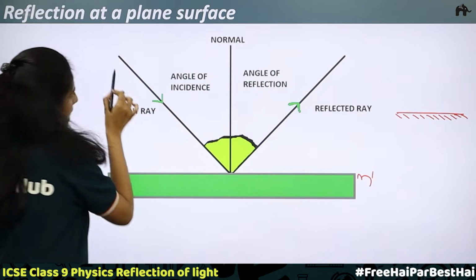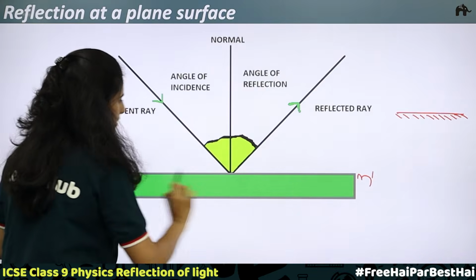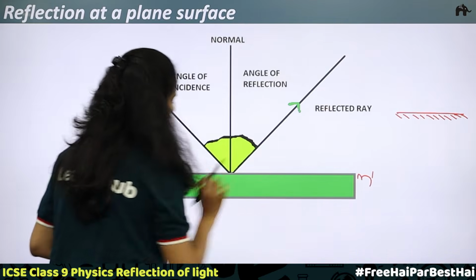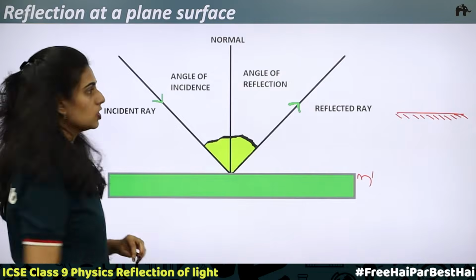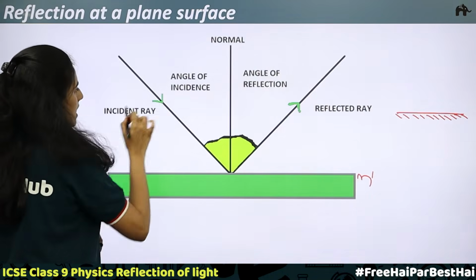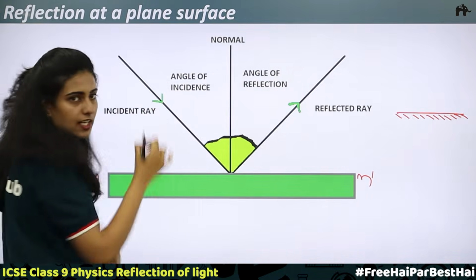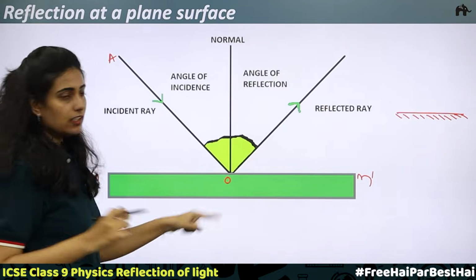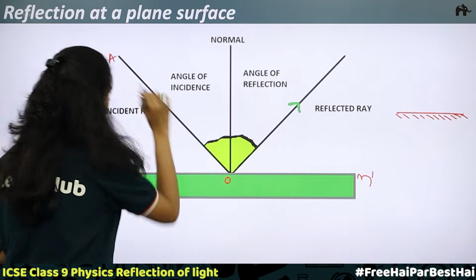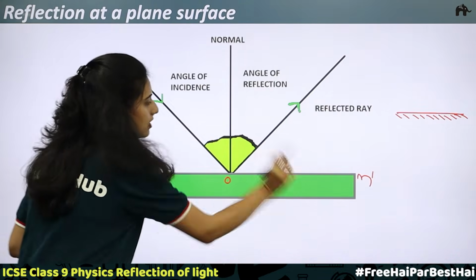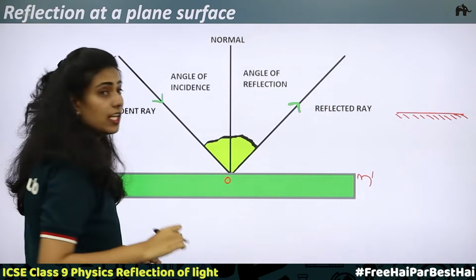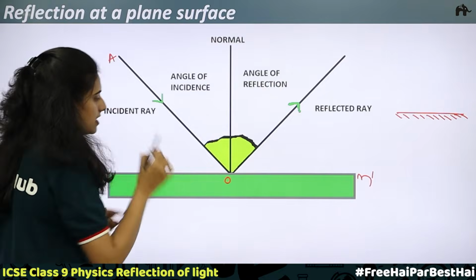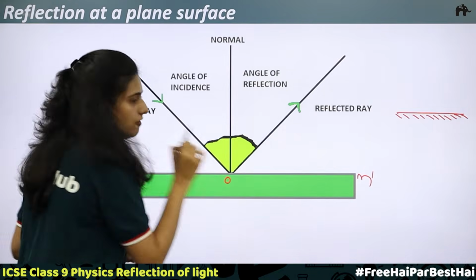You can see a ray of light that is incident on the plane mirror. This ray we call the incident ray. Here, this is the incident ray. Let us call it AO. What is O then? O is the point at which the ray of light is incident on the plane mirror. This point we call the point of incidence. So we got two terms. First is the incident ray. Second is the point of incidence.